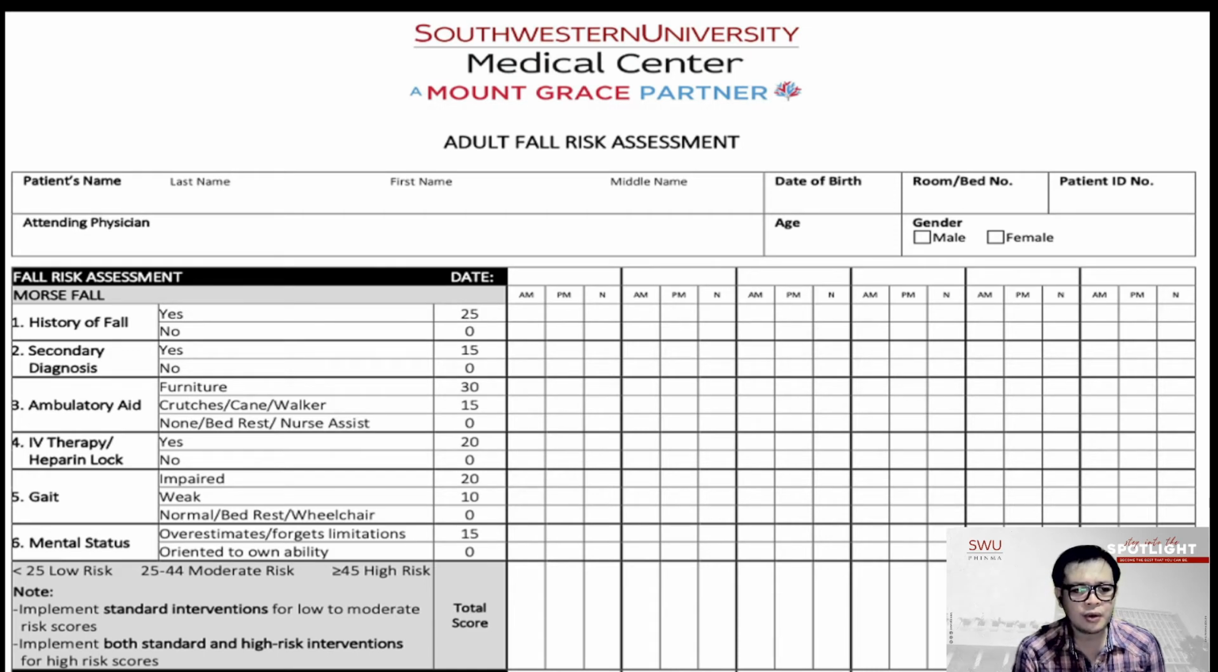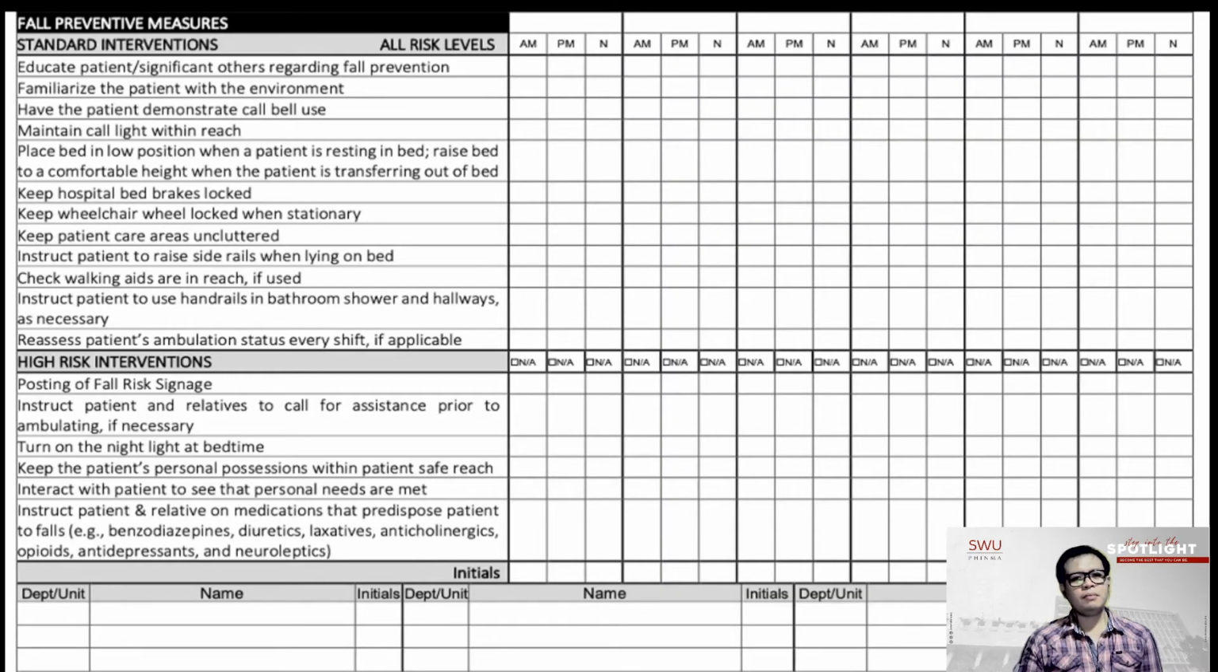At the same time, we also have to implement both standard and high risk interventions for high risk scores. So what am I talking about in this particular part? I'll go to the next page for you to be familiarized with. First things first is the fall preventive measures. As you can see, that is actually in the next half of the sheet.